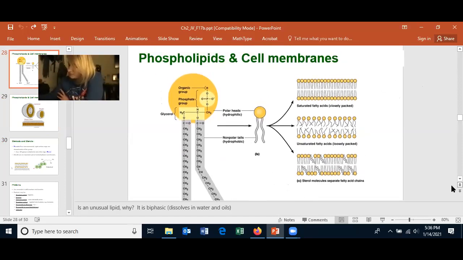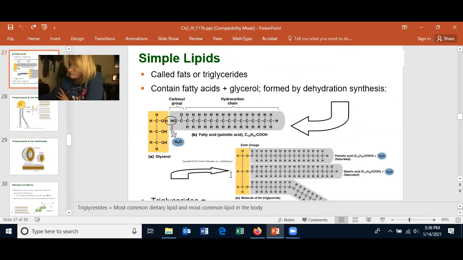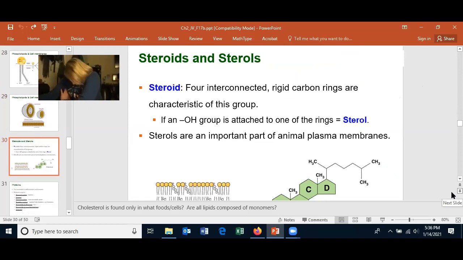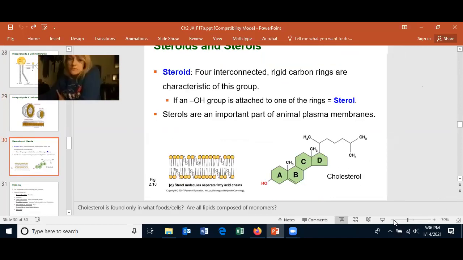And then fats are composed of glycerol and 3 fatty acids. But not all fats are composed of monomers. If you look at the steroids and the sterols, they are not composed of monomers. Okay? Any question about that?